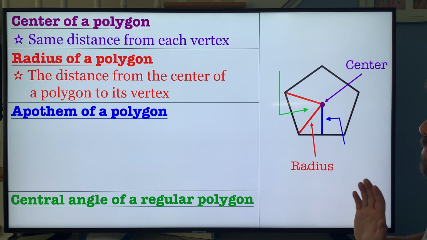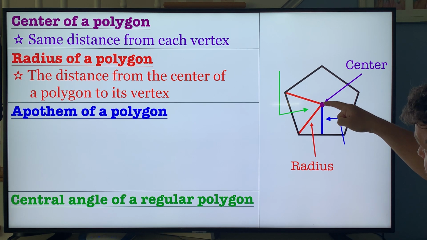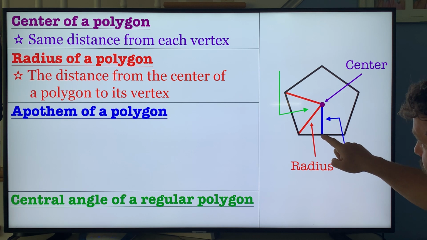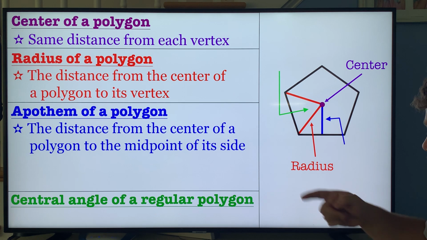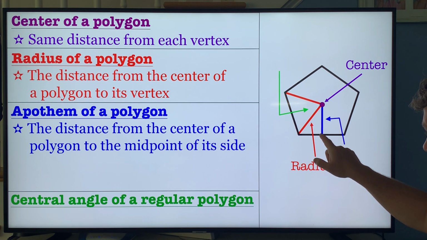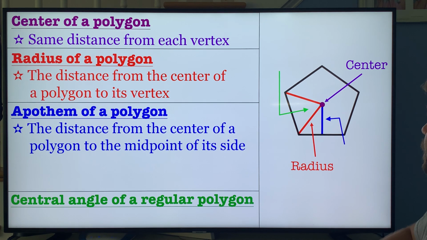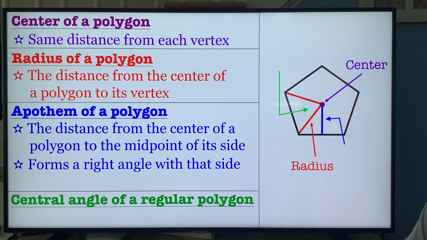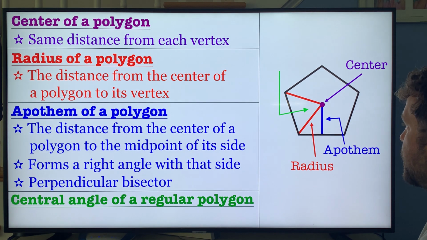All right. The apothem of a polygon, probably a word you never heard of before. That's from the center to here. Now, what does this piece look like? That looks like the midpoint of each side. So that means that these two pieces are equal, and this pretty much bisects each segment. So you have one for each side as well. It forms a right angle with that side. This is very important. So it's going to form a right angle here. And it also, like I said before, is the perpendicular bisector.